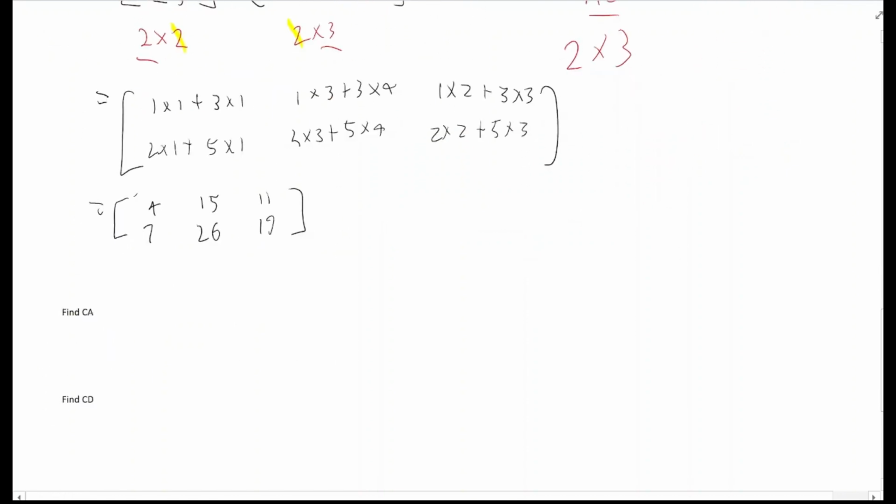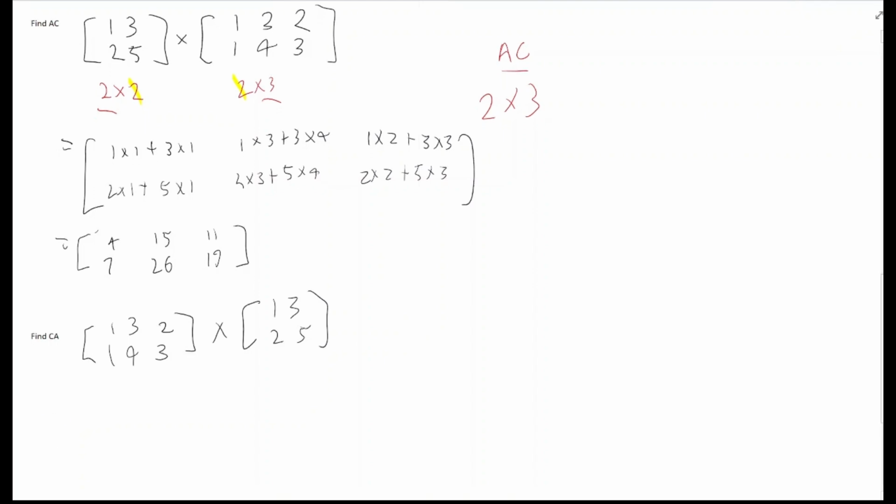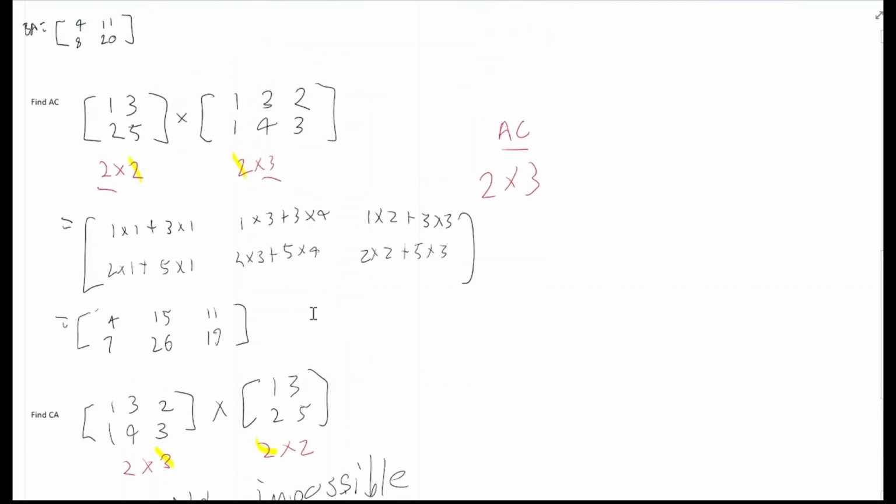Now let's try and do C times A. So that matrix there is going to look like 1, 3, 2, 1, 4, 3 times 1, 3, 2, 5. And we'll see if we can actually do this multiplication here. So this is a 2 by 3 and this is a 2 by 2. We check, do the middle numbers match? No. So this is impossible. There is no such thing as C times A. Can't actually do it. Last time we're going to do a C times D.